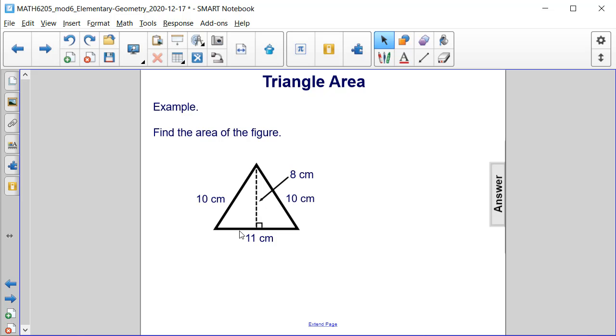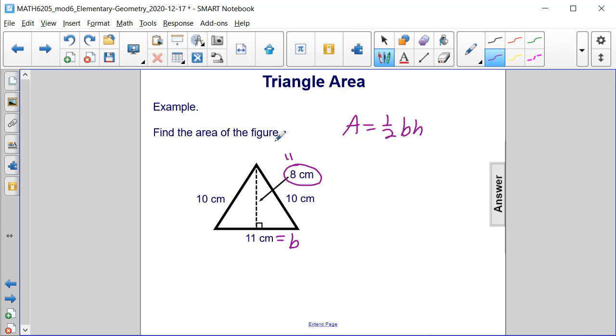Find the area of the figure. Well, we know that the area of a triangle is 1/2 base times height. The base in this diagram is 11, and the height is this 8. So let's substitute these values into the formula to calculate the area. So that's going to be 1/2, the base is 11, and the height is 8.